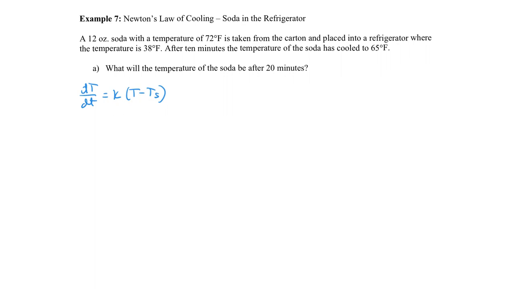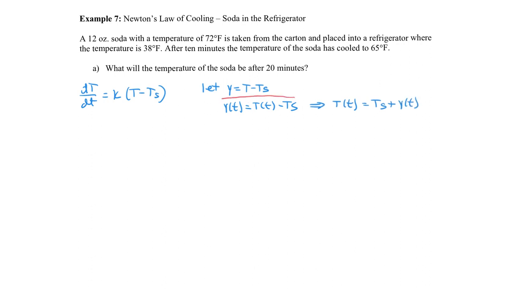And then what we said we're going to do is we're going to let y be this. So just to get started, let's let y be this. Okay, so that gives us y of t equals T of t minus T sub s. Remember, this is the temperature of the surroundings. So if this is true, then that also implies that the temperature is equal to T sub s plus y of t. And these are what we're going to need.